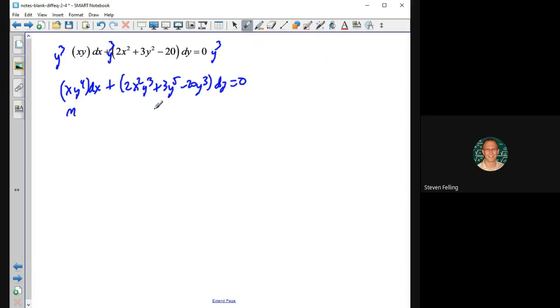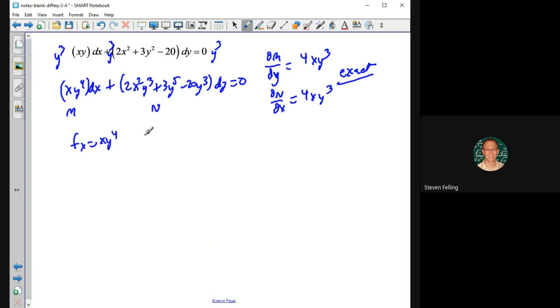This is my new m and my new n. So now dm dy would be 4xy cubed, and dn dx, that would be 4xy cubed, no x's. So now this is exact, which means I can do the procedure on this. Okay, so the procedure is to start with, well, let's start with fx. Fx, that seems to be easier, is xy to the 4th.